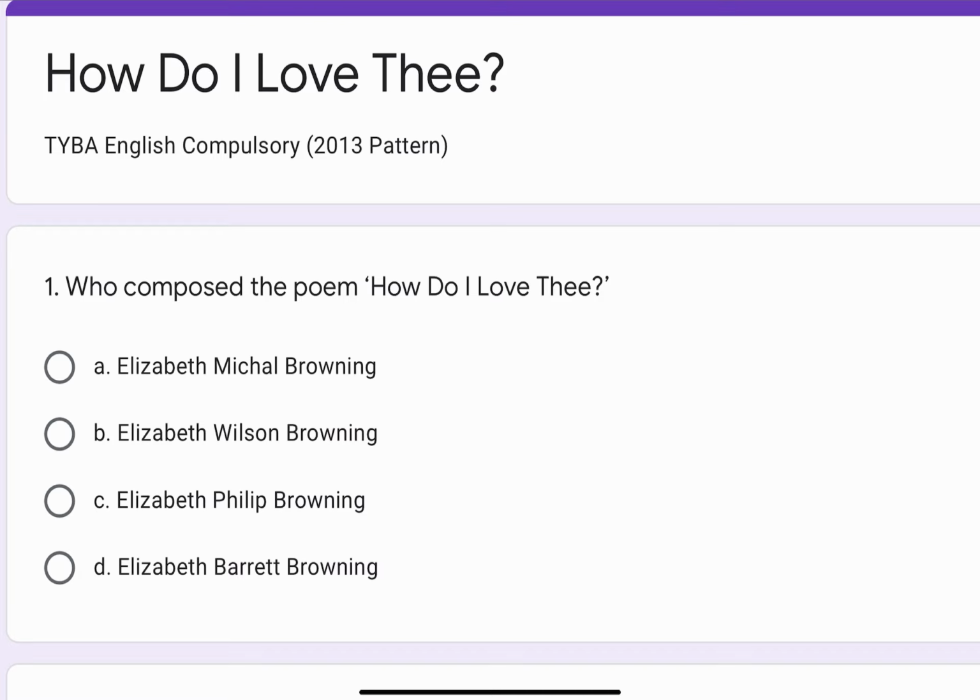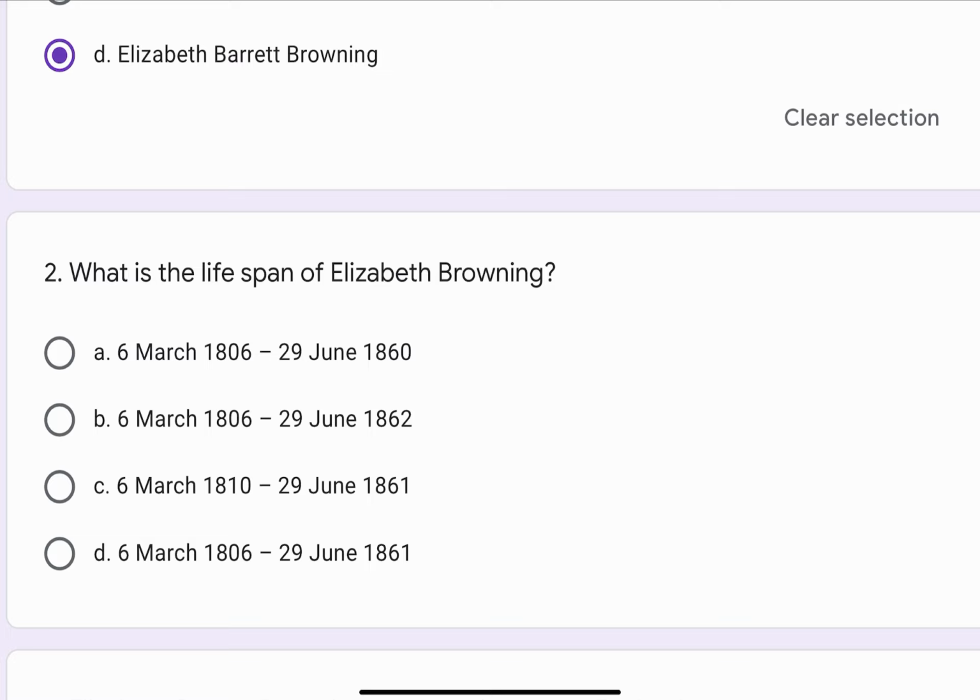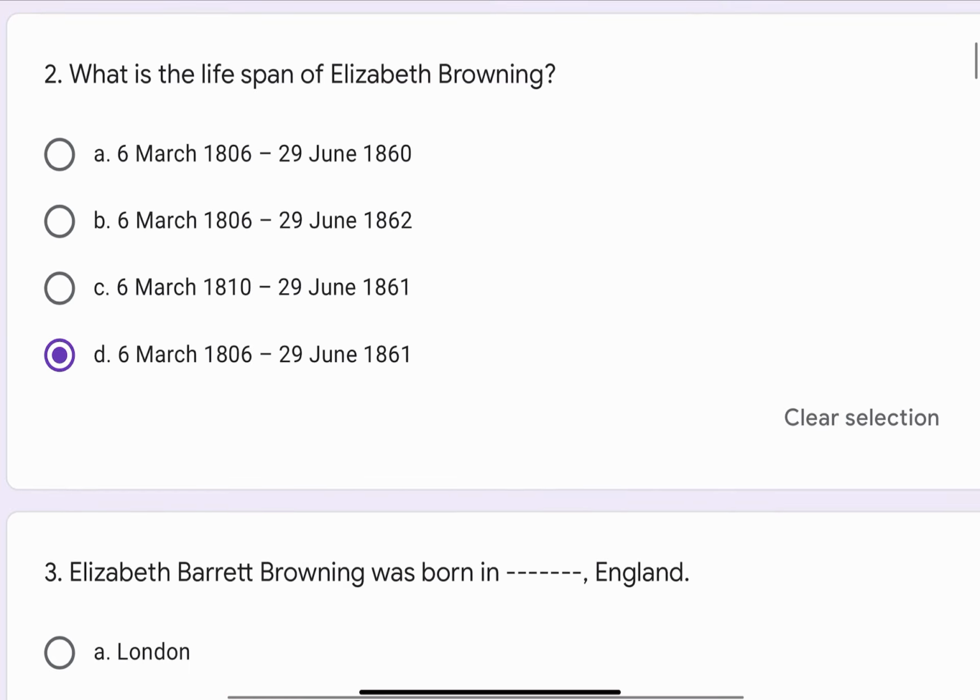Question number 2. What is the lifespan of Elizabeth Browning? Options are A. 6 March 1806 to 29 June 1860, B. 6 March 1806 to 29 June 1862, C. 6 March 1810 to 29 June 1861, or D. 6 March 1806 to 29 June 1861. Correct option is D. 6 March 1806 to 29 June 1861.